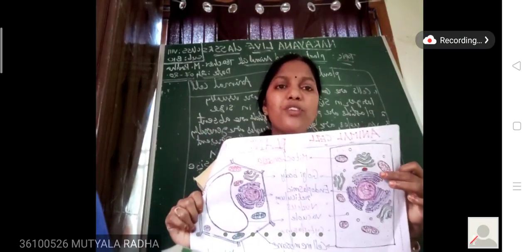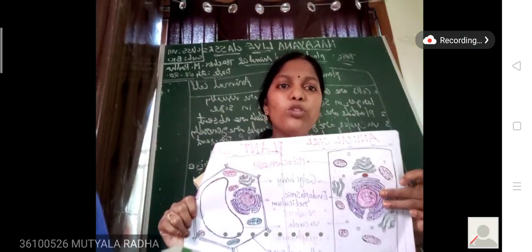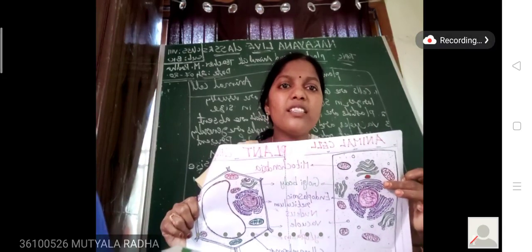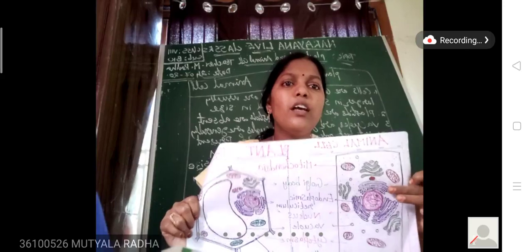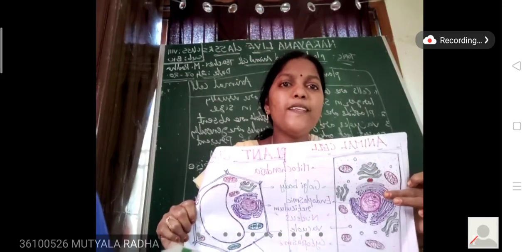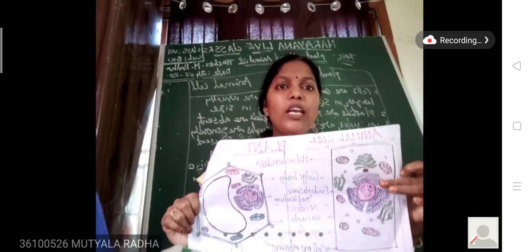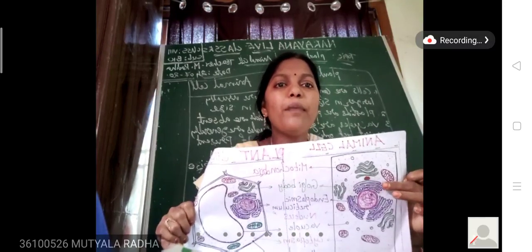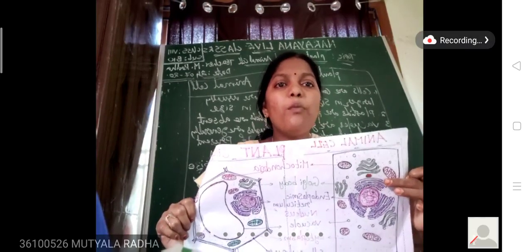What is the function of the rough endoplasmic reticulum and smooth endoplasmic reticulum? Rough endoplasmic reticulum synthesizes proteins. Smooth endoplasmic reticulum synthesizes lipids. So lipids are synthesized by the smooth endoplasmic reticulum, and the rough endoplasmic reticulum synthesizes the proteins.